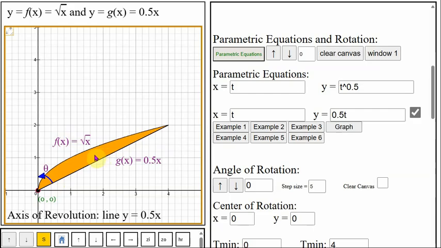I want to rotate this region so that this axis of revolution ends up on the y-axis. What we need to do is figure out what this angle is, so that we know how much to rotate this line. Notice that the distance from here to here is 2, and from here to here is 4. So the tangent of this angle, which is opposite over adjacent, is 4 over 2, which is 2.